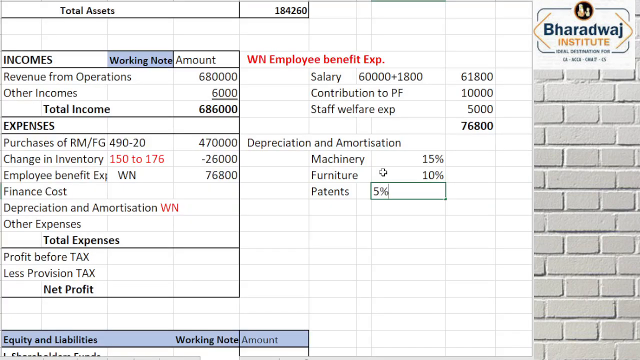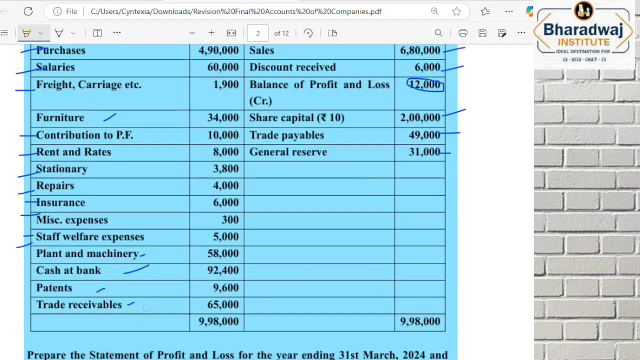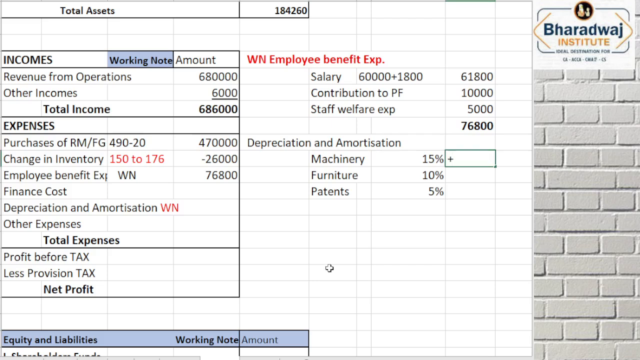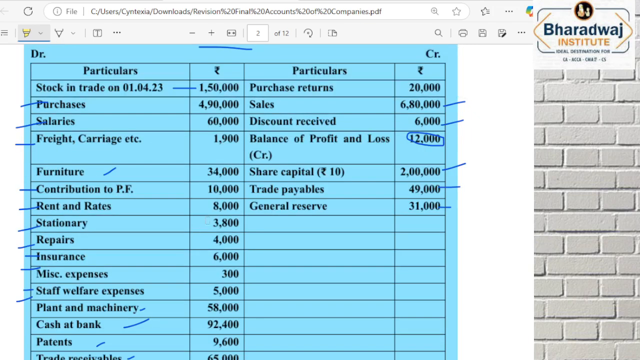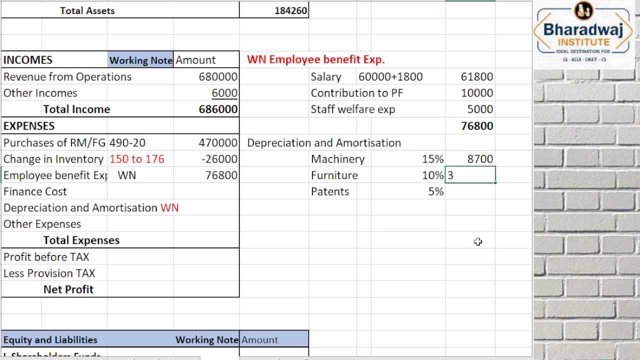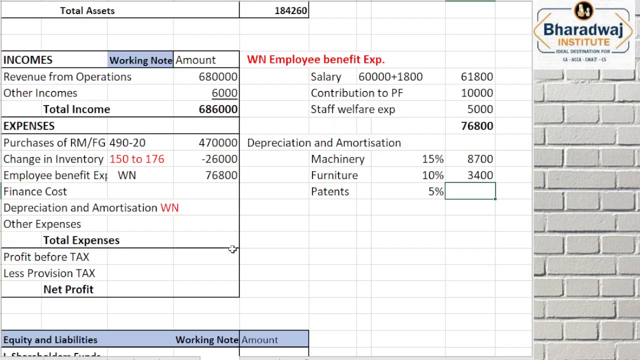Patents 5% amortization. Tell me how much amount? Furniture. 34,000 into 10% each. 9,685.